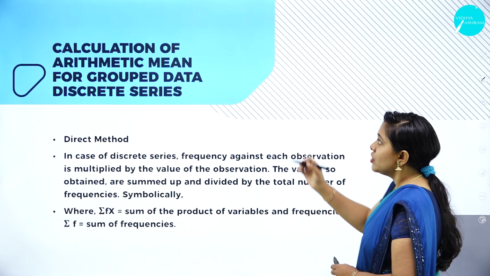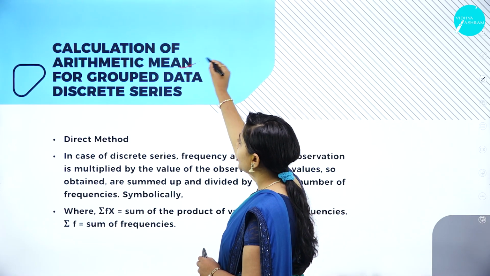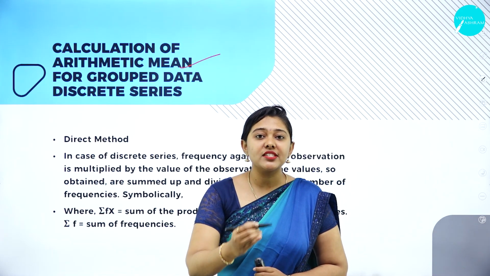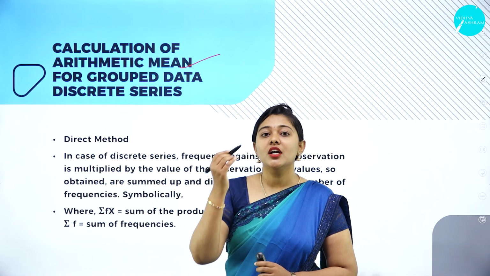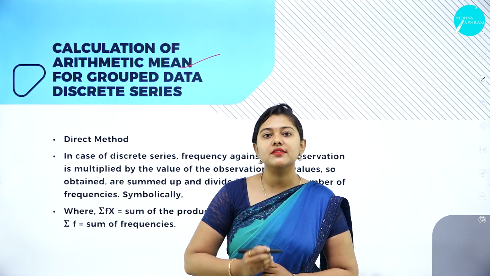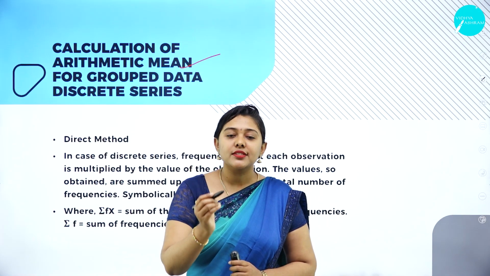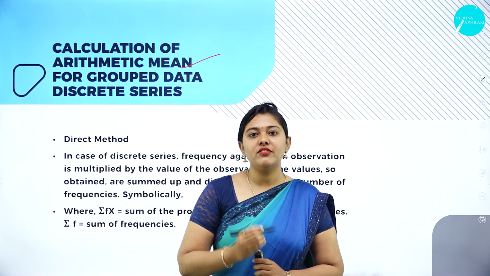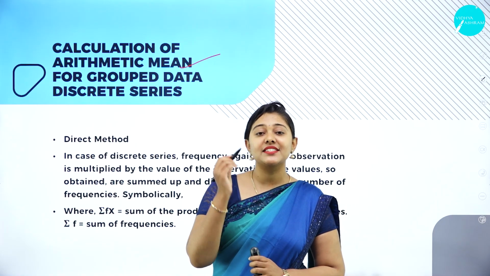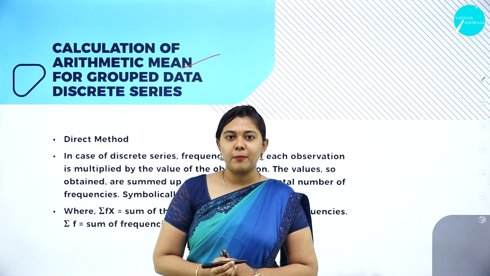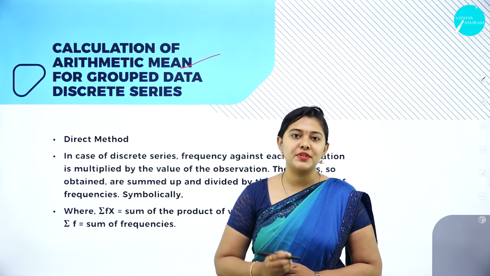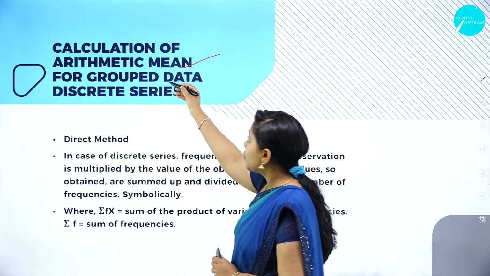Moving further, calculation of arithmetic mean for the grouped data, discrete series. So in the previous session we have discussed how the individual series has to be solved, with the help of the assumed mean method, step deviation method and the direct method, how the ungrouped data, that is your individual series problem, has to be solved. That we have seen in the last class. But in today's class we will be discussing about the grouped data.